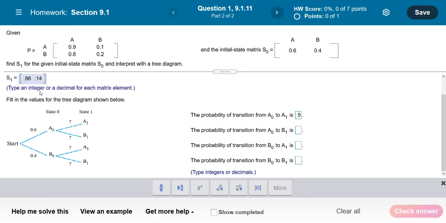Likewise, looking at the transition matrix, the second question is going from A to B. So we're going from A to B, and there's our number. The third question is going from B to A. On the transition matrix, we're going from B to A. That would be the number. And the final one is going from B to B.